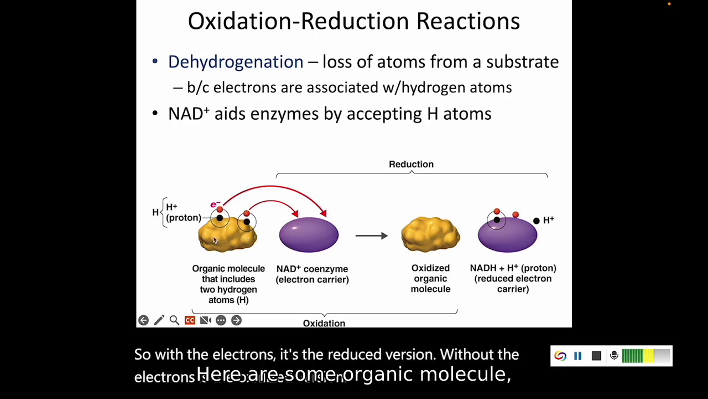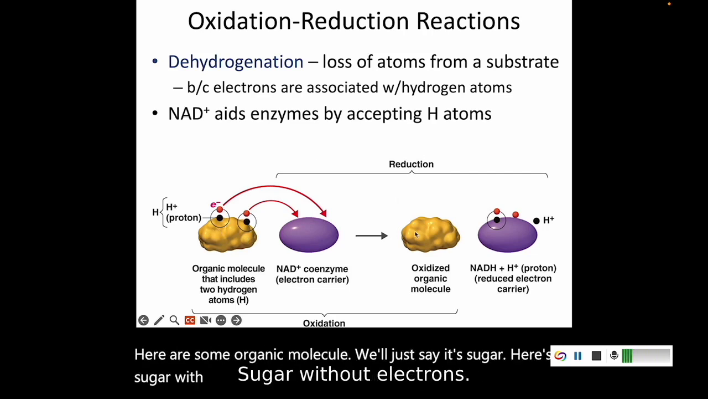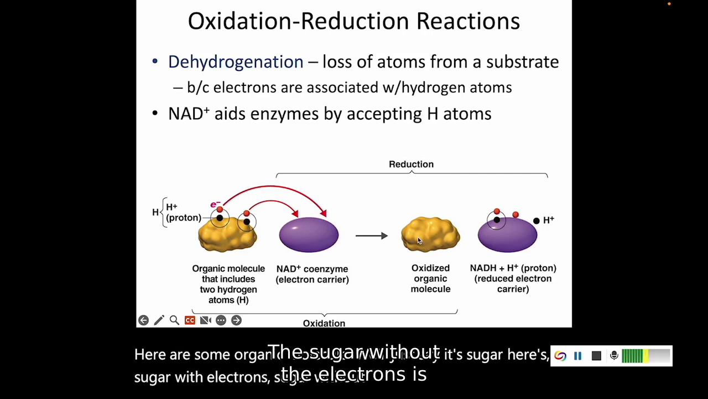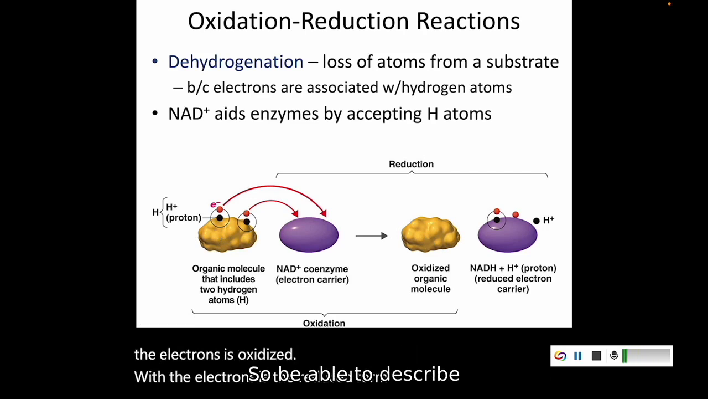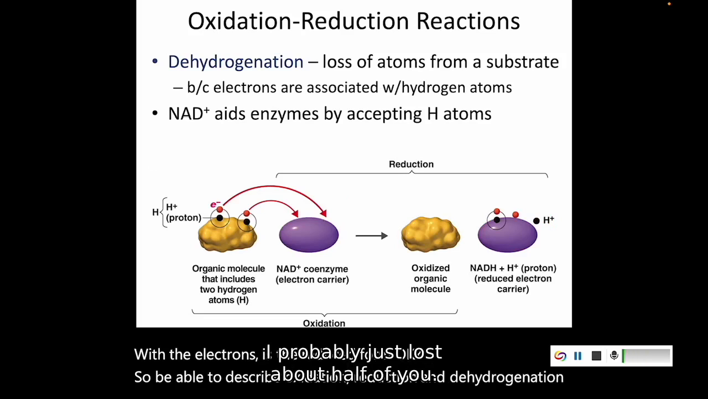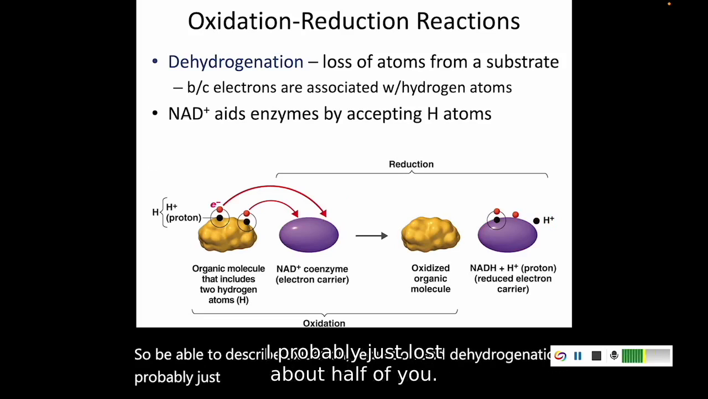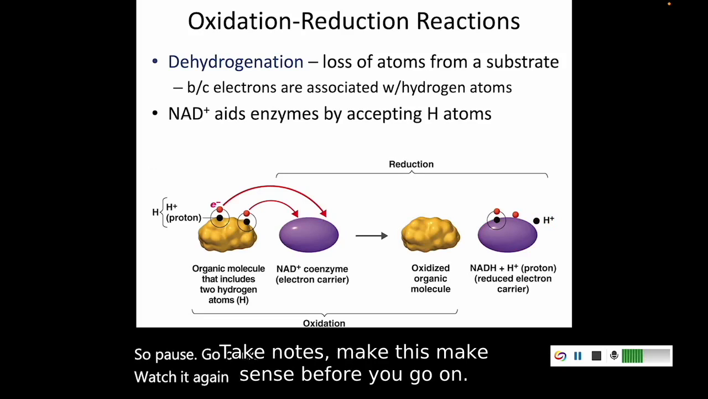Here is some organic molecule. We'll just say it's sugar. Here's sugar with electrons, sugar without electrons. The sugar without the electrons is oxidized. With the electrons is the reduced form, okay? So be able to describe oxidation, reduction, and dehydrogenation. I probably just lost about half of you. So pause, go back, watch it again, take notes, make this make sense before you go on.